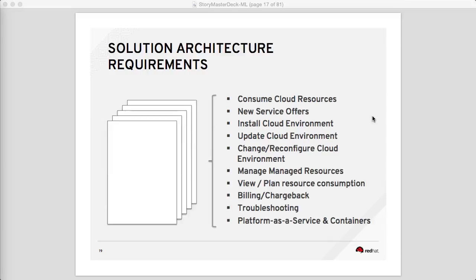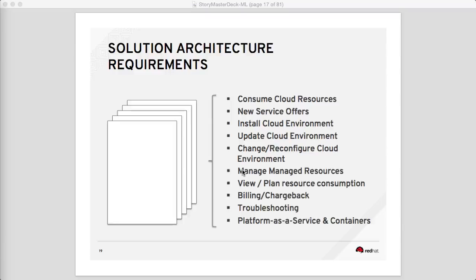The requirements we looked at were derived from the requirements document we got from the customer, and there are a number of very detailed questions, but you could categorize them. The client wants to consume cloud resources. He wants to provide new service offers. He wants to install the cloud environment. He wants to manage it, to update it. He wants to change and reconfigure the cloud environment.